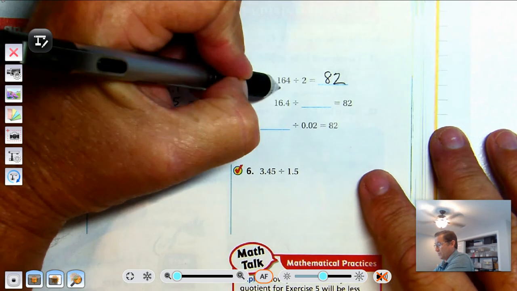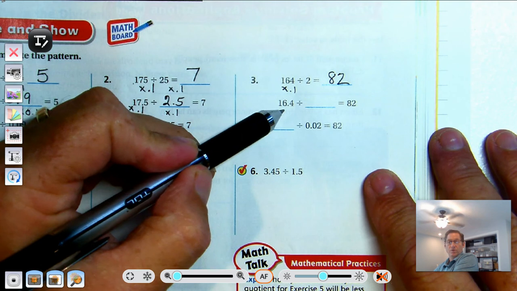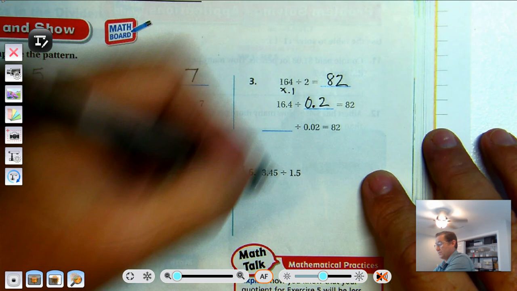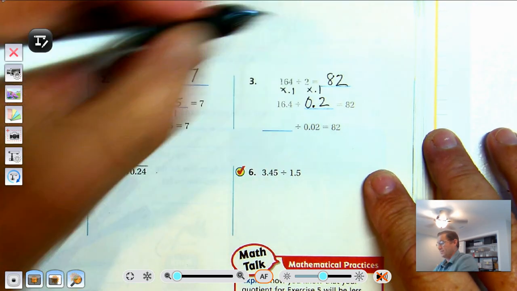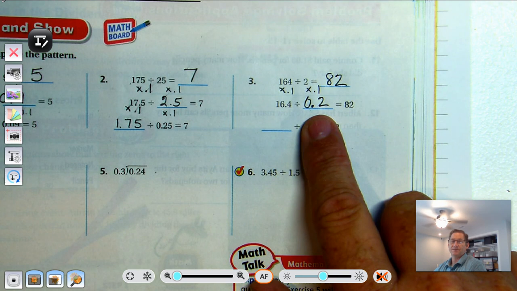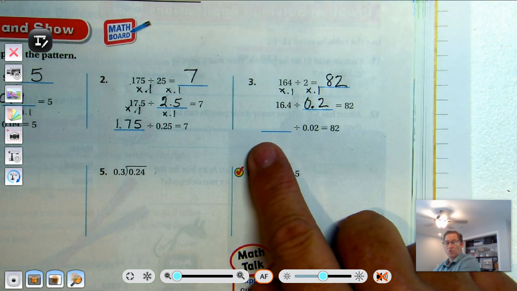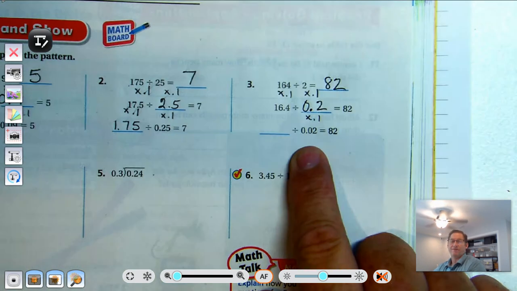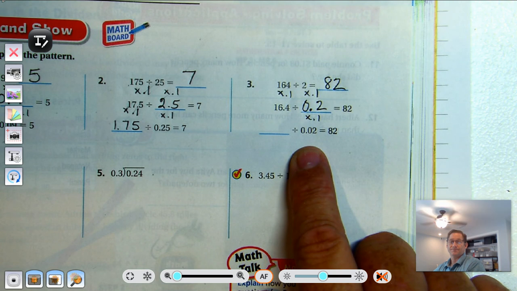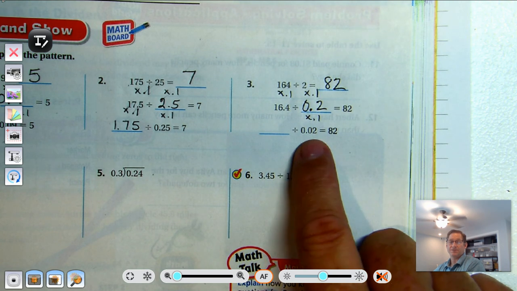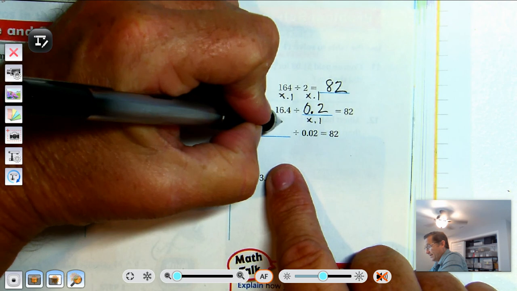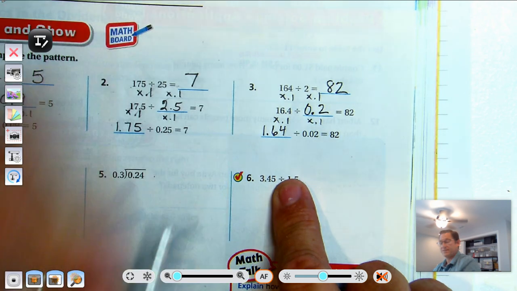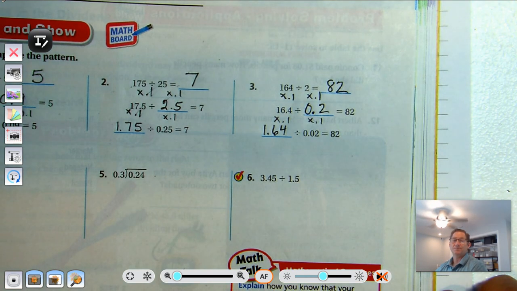All right, here they multiplied by 1/10, and the decimal point moved one place to the left. So I multiply the divisor by 1/10, and it becomes 2/10. If I multiply 2/10 by another 1/10, we'd have 2/100. 2/10 times 1/10 is 2/100. And I'm going to multiply 16 and 4/10 by 1/10, and I'd have 1 and 64/100, which is still 82.